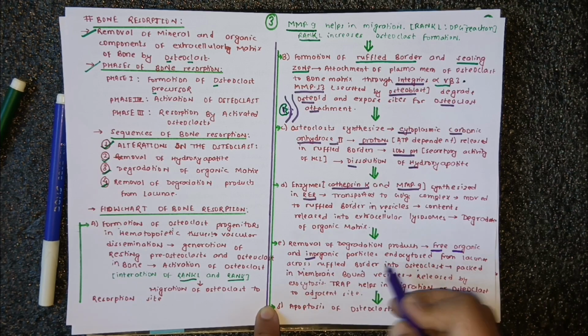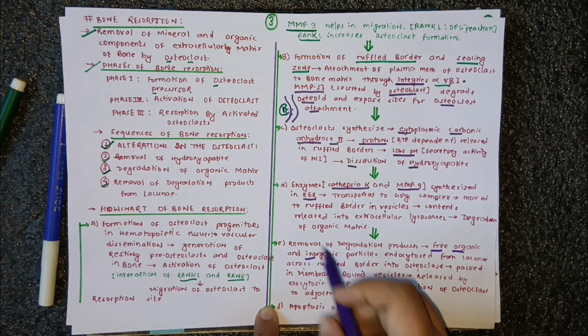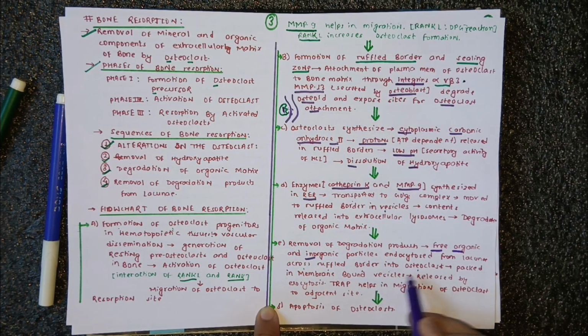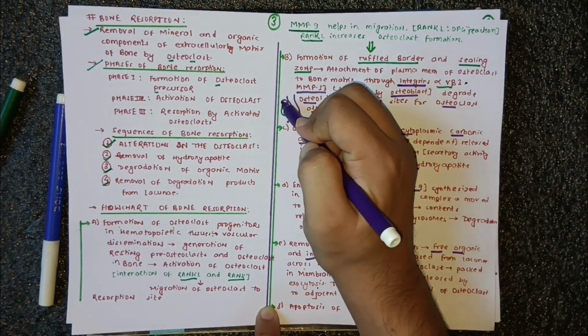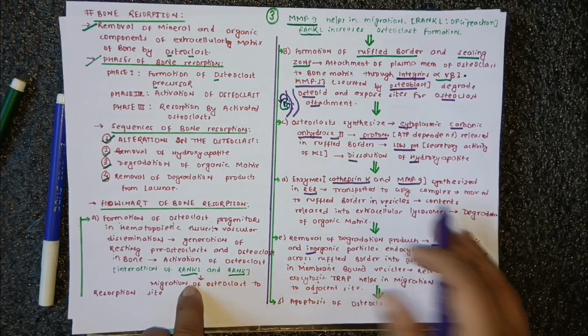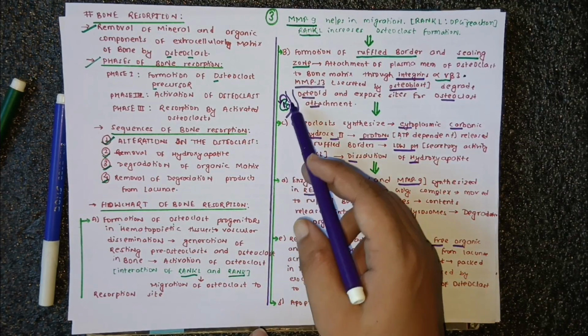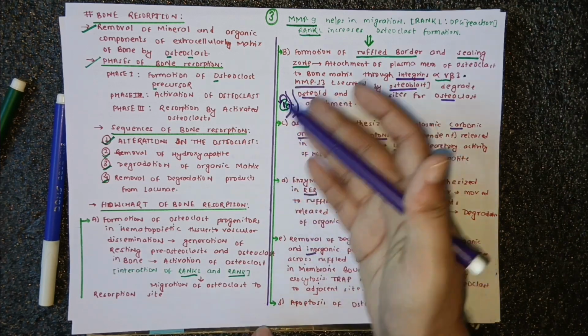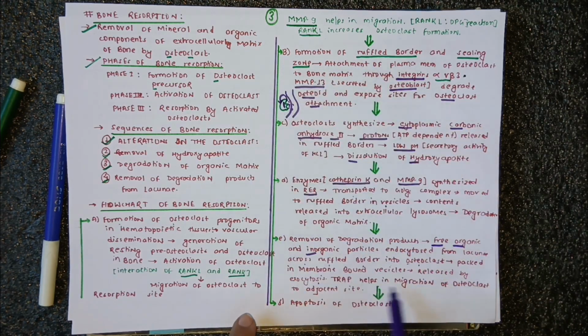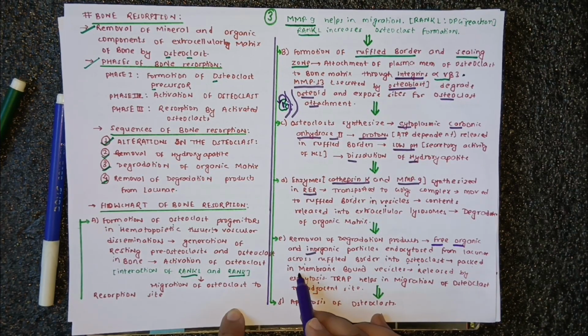So it is endocytosed from the lacunae across the ruffle border into the osteoclast itself. The degraded products come back into the osteoclast, and they are packed into membrane-bound vesicles and released by exocytosis.